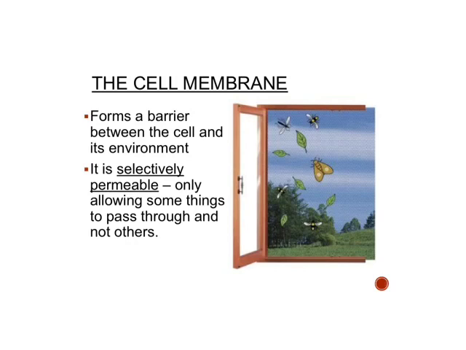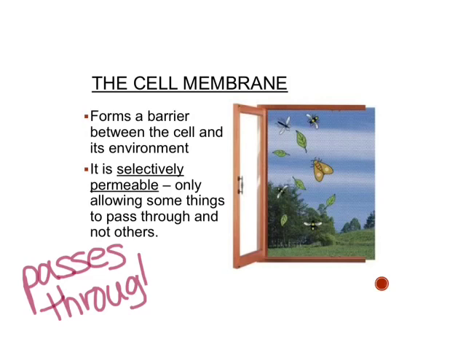If you remember, the cell membrane's job is to control what enters and leaves the cell. So it forms a barrier between the cell and its environment. We say that the cell membrane is selectively permeable. That word permeable means can pass through. So that word permeable means that things can pass through the cell membrane, but the word selectively refers to the fact that only some things can come through and not others.